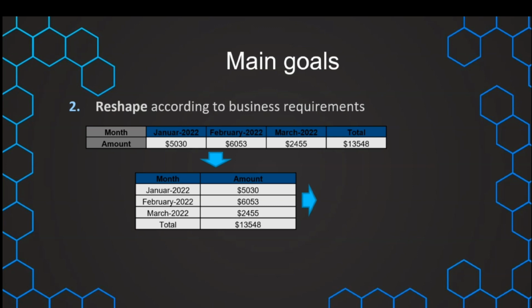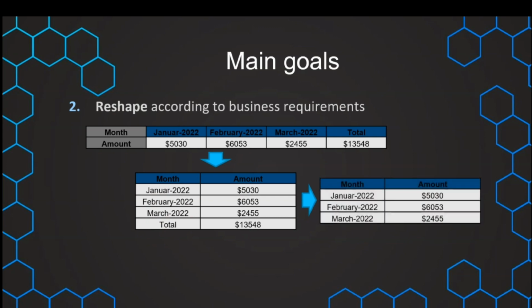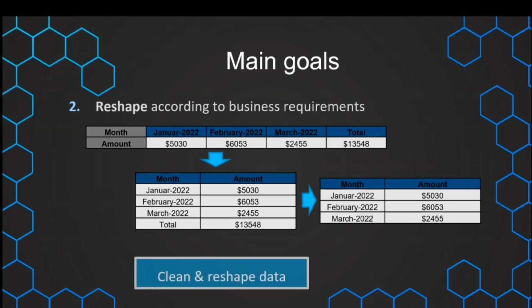And of course, in this case, we can also see that this total column is maybe something that we don't want to have included in our final table. And that's why we could just filter that data out. So these are all things to clean and reshape the data to make it fit our business and reporting requirements.